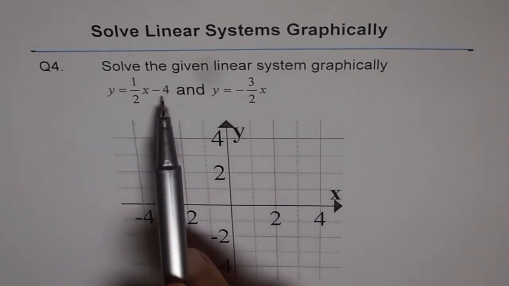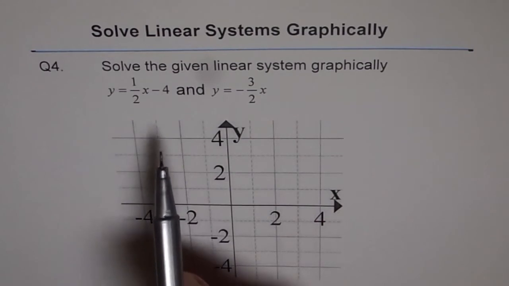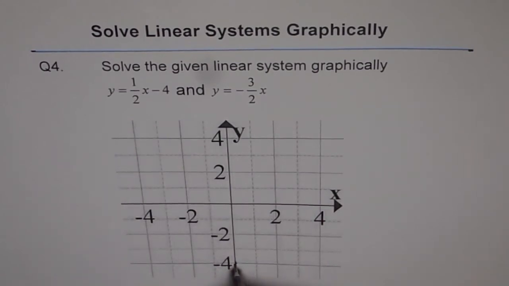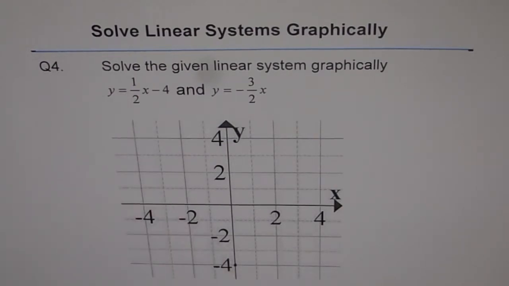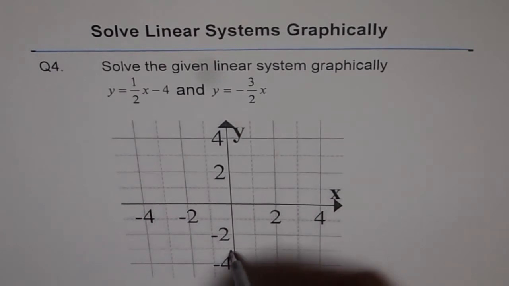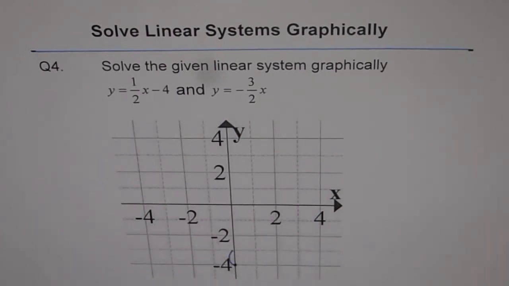Minus 4 is my y-intercept for the first line. So let me go to minus 4 and make a point there. So this is the point minus 4, the y-intercept for line number 1. And the slope is 1 over 2. That means rise of 1 and run of 2. So let's do that. Rise of 1 and run of 2.